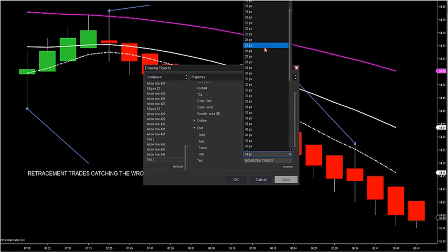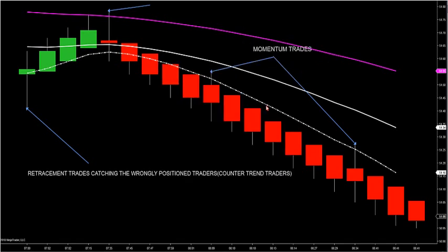Retracement trades only happen when you get an opposite color Renko bar that comes in, because you know you're catching the wrongly positioned counter trend traders. So those are the two trades we have to work with every day. And it's been working that way for 30 plus years in the market, as long as I've been looking at this stuff. So you've got a retracement trade, and you've got a momentum trade.